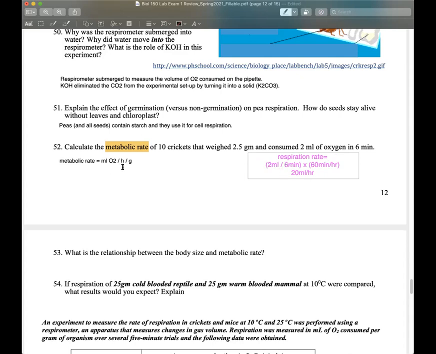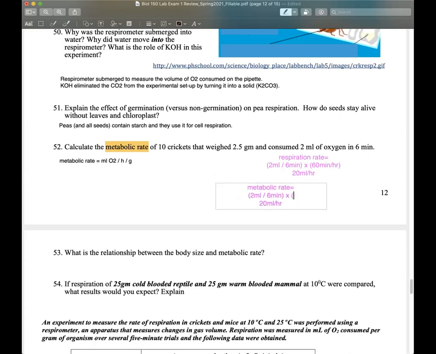Okay, so we have mils per hour. Now we have 10 crickets that weighed 2.5 grams. So if 10 crickets weighed 2.5 grams, do they want it for 1 cricket? Probably. So if 10 crickets weigh 2.5 grams, how much does 1 cricket weigh? 0.25. Right, 0.25, basically.